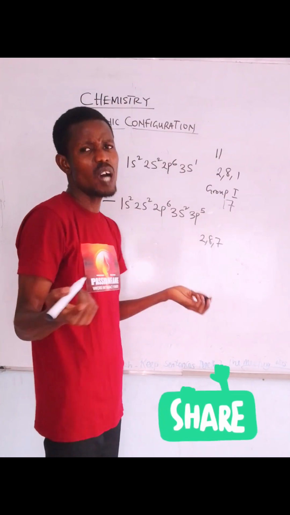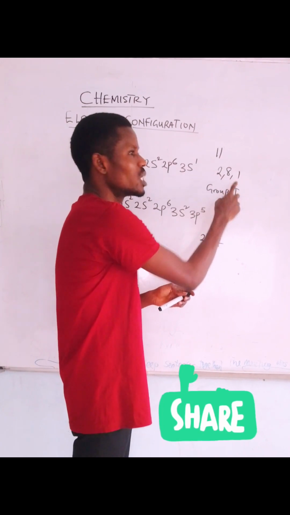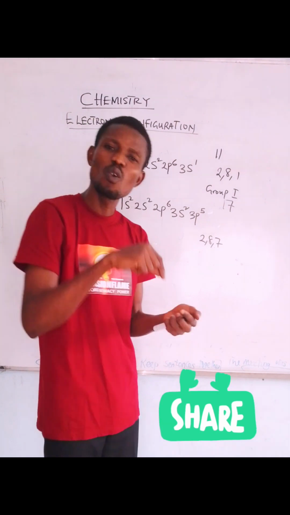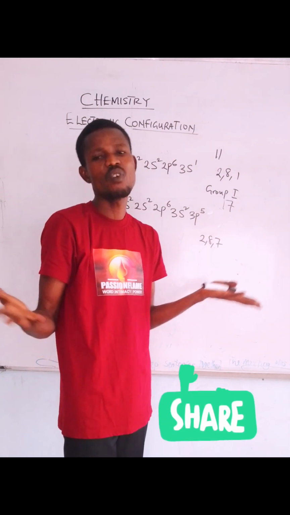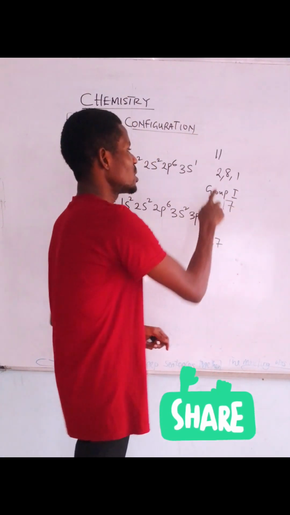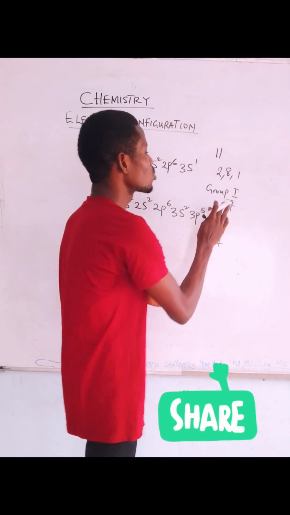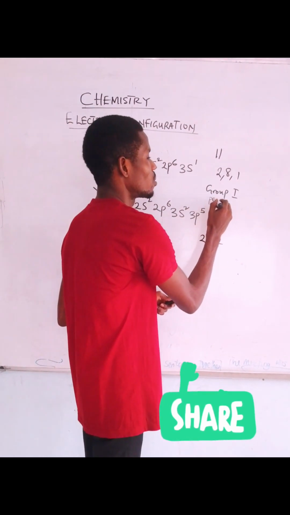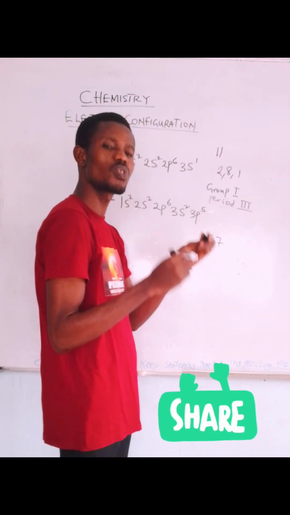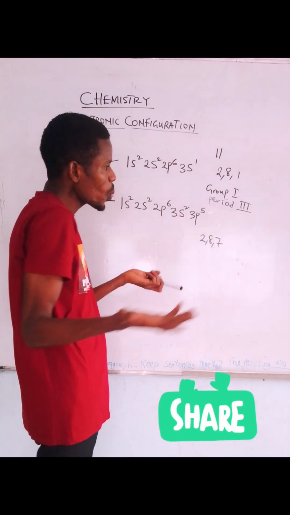Good. Now how do I also know the period? Simple, very simple. Each of these represents the shell: the first shell, second shell, and third shell. The number of shells of an element describes the period. If I count now, this is the first shell, second shell, third shell. So I'll say this element belongs to period 3. So this element belongs to group 1, period 3. How do I know? Just by the configuration. If you come to this one as well, you can know.